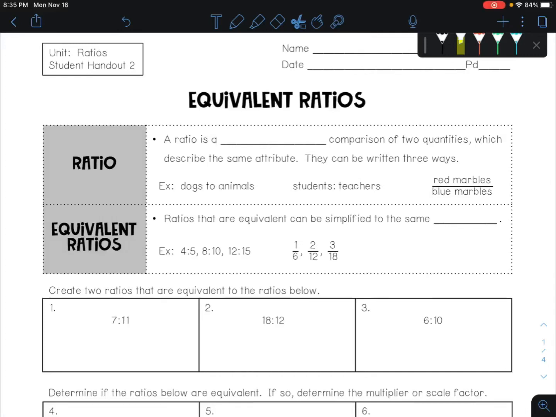For lesson 2 on ratios, we'll be talking about equivalent ratios. So a ratio is a multiplicative comparison of two quantities, meaning two numbers, which describe the same attribute, which just means the same thing. So basically, you have two numbers that you're comparing, and they're describing something that's related, okay?